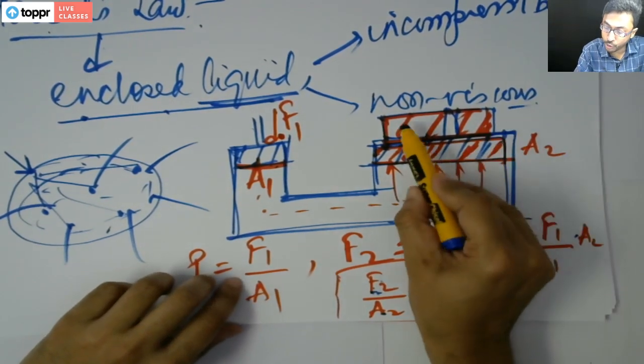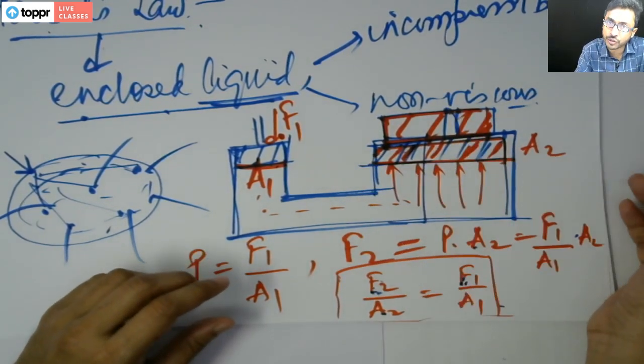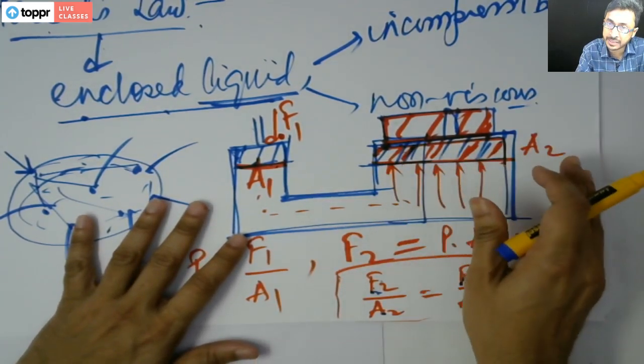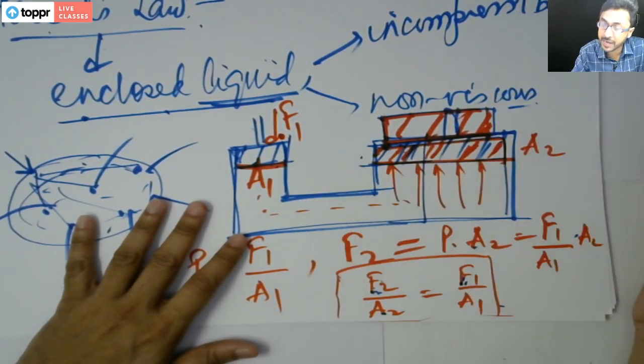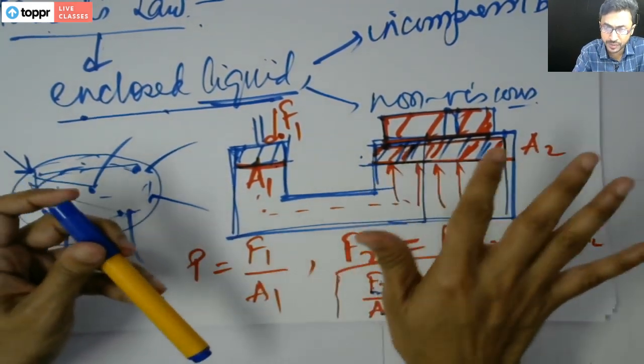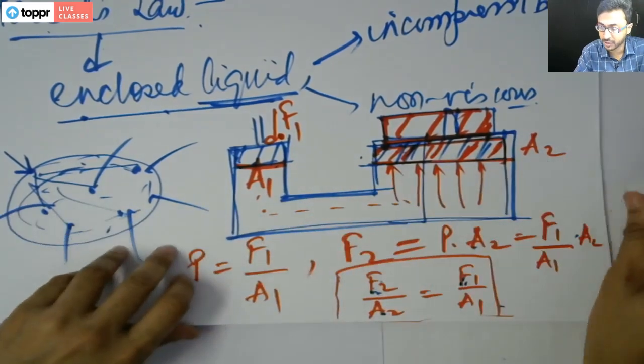So in order to generate a very high force, all we need to do is design a chamber, a vessel like this, where this area will be much broader. We will solve a few problems with this concept, then I'll move on to the next concept.